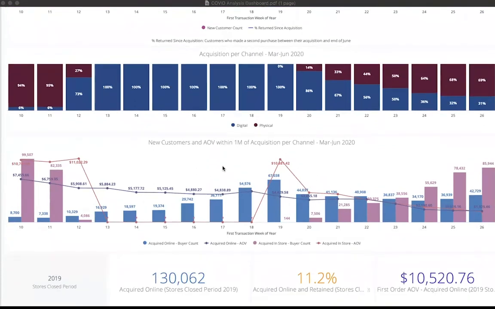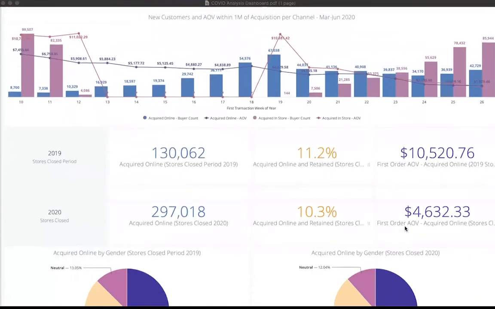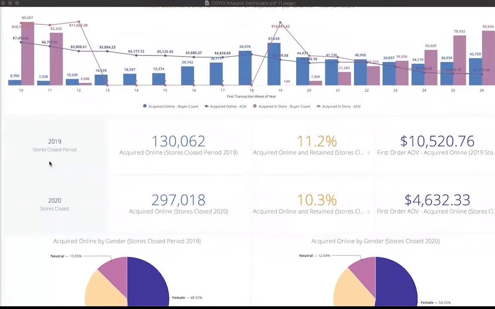And this chart is extremely important for a comparison between acquisition in-store and online. So you can compare the buyer count per channel as well as the average order value per channel for each week. Next, the snapshot shows the store's closed period for 2020 and the same period for 2019 and compares the buyers who were acquired online, their retention rate, which means how many of them came back for a second purchase during the same period, and their first order AOV.